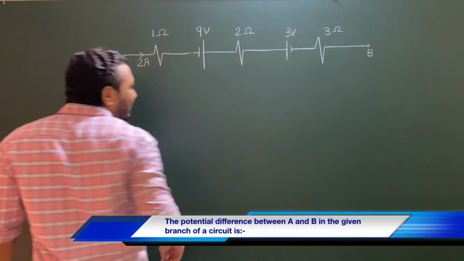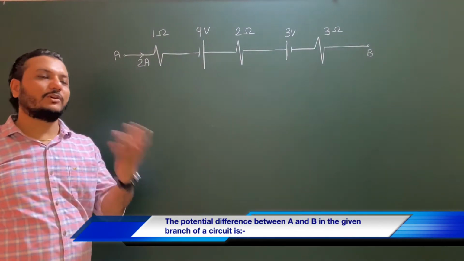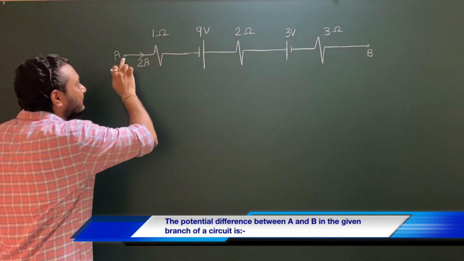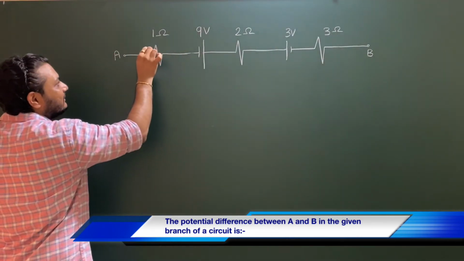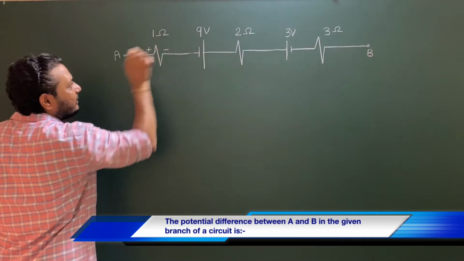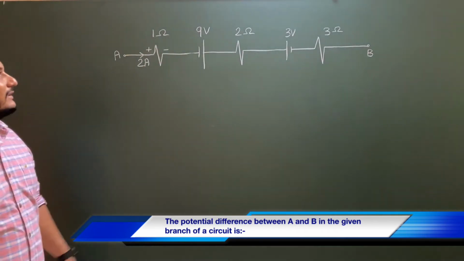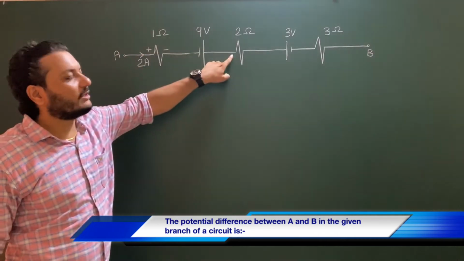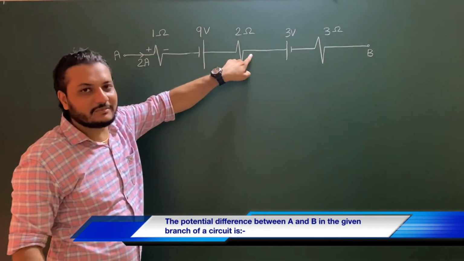We all know the current always flows from high potential to low potential. So as you can see, the current is flowing from this direction to that direction. It means this must be high potential and this point must be low potential. The same way, for this resistance, current is coming like this, so this point must be high potential and this point must be at low potential.